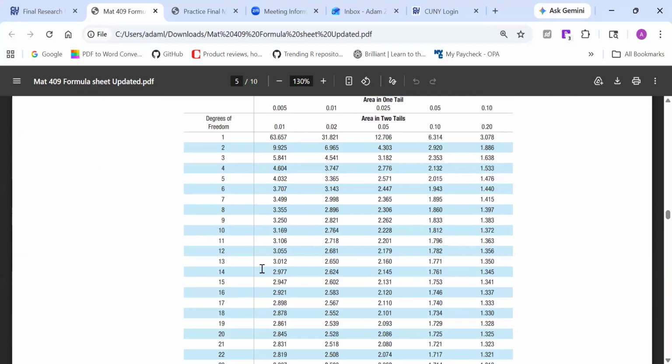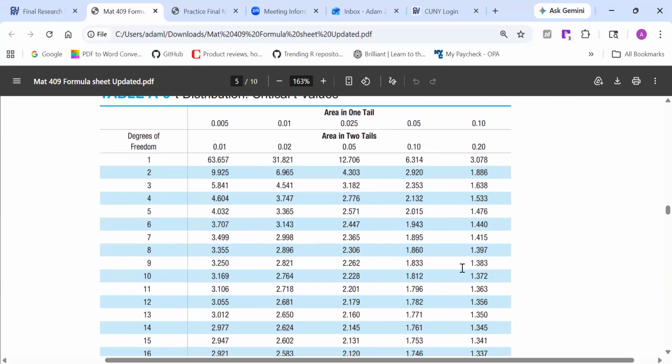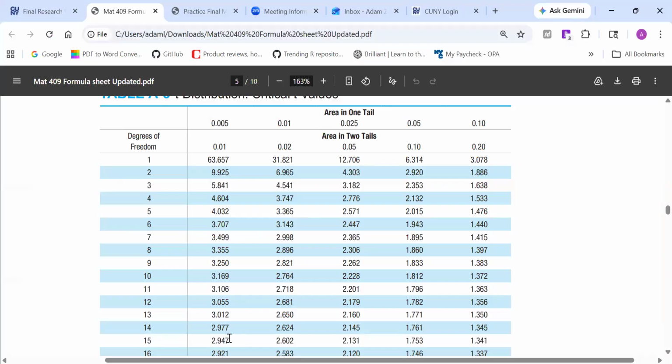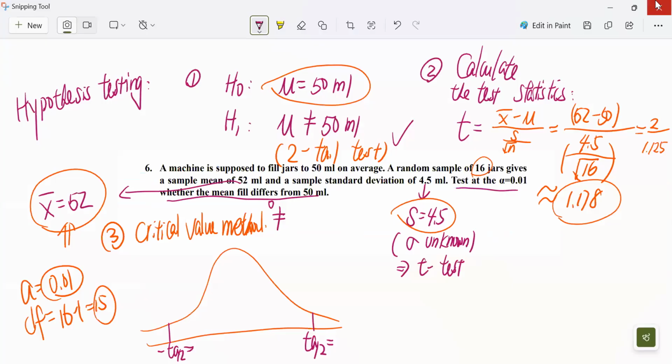Degree of freedom 15, and the area in two-tail is 0.01. Yes, it's 0.01. So that gives us a critical t-score: at 15 and two-tail area 0.01, it's 2.947. So the one on the right tail is 2.947, and the one on the left is minus 2.947.